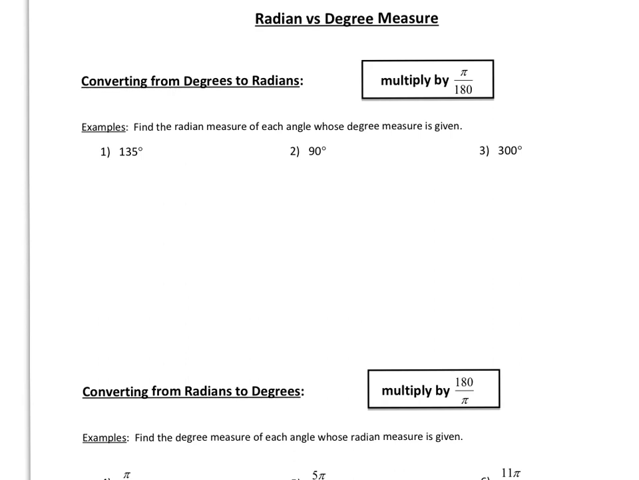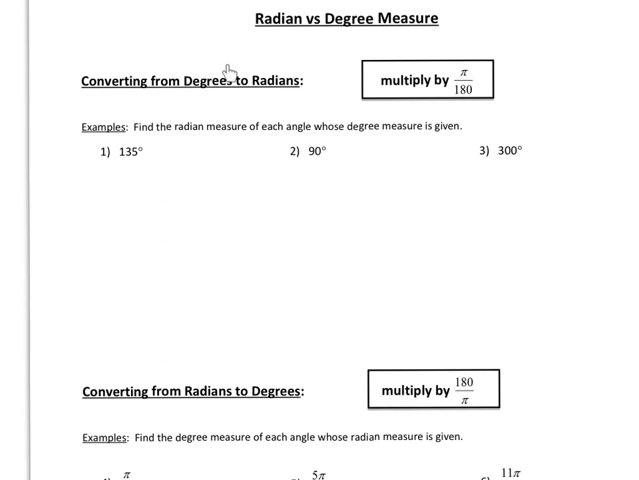Okay, so we're on page 3 of the packet, and this page discusses radian versus degree measure. Now, radians and degrees are just two types of units for measuring angles. So kind of like if you wanted to measure the length of something, you could measure it in centimeters, you could measure it in feet, you could measure it in miles, right? There's lots of different ways we could measure it. So same thing with angles. With angles, these are just two different units to measure angles.